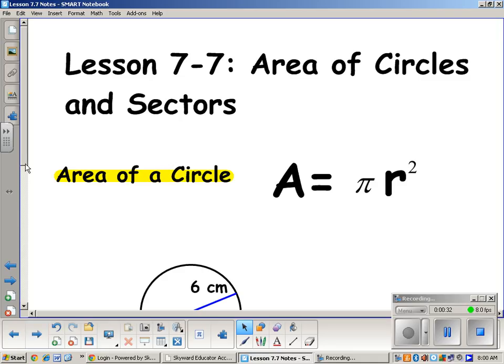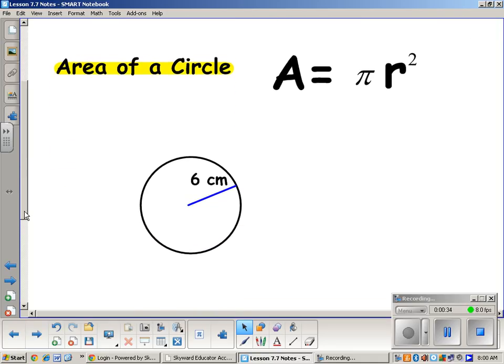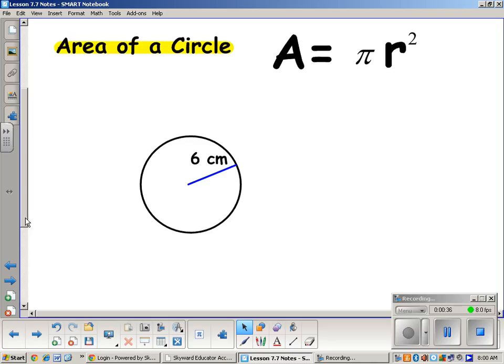First of all, let's remember what the area formula for a circle is. Pi r squared. Make sure you're using the radius. R stands for radius, not for the diameter. So if they give you diameter, be careful that you convert it to the radius.